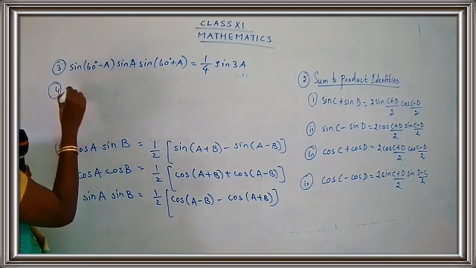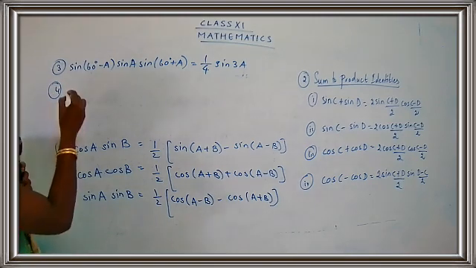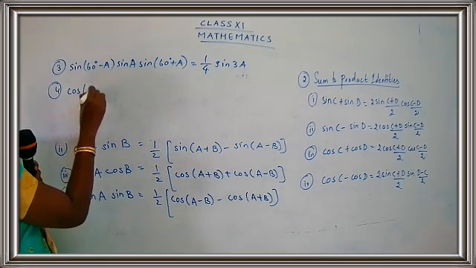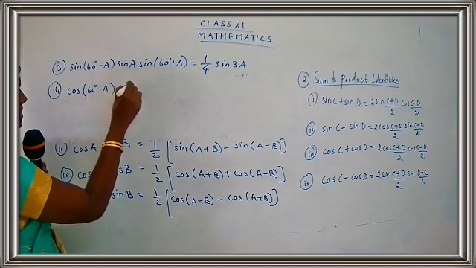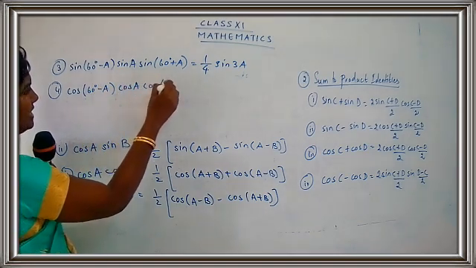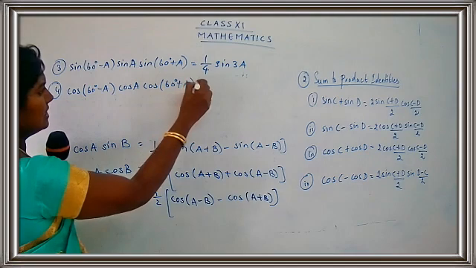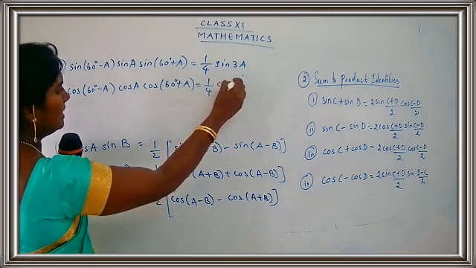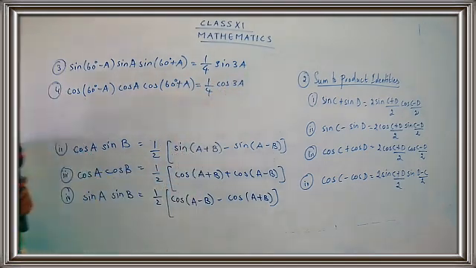Similarly, we have for cos also. So cos of (60 degree minus A), cos A, cos of (60 degree plus A). The answer is 1 upon 4 cos 3A. Okay, children. So what is the formula? It's 1 upon 4 cos 3A. So that is cos (60 minus A) into cos A, cos (60 plus A).